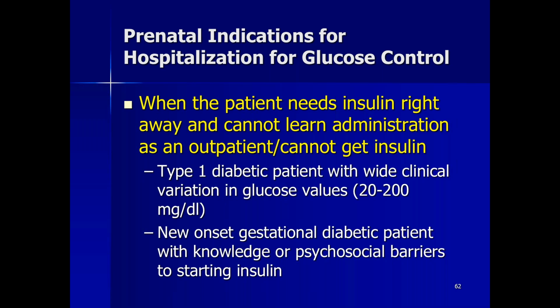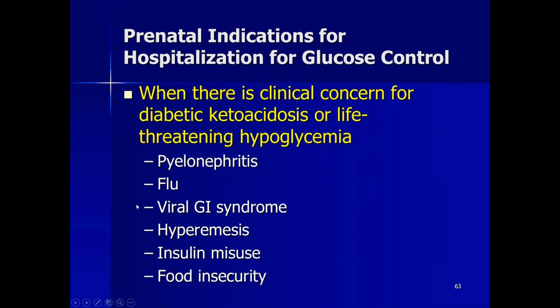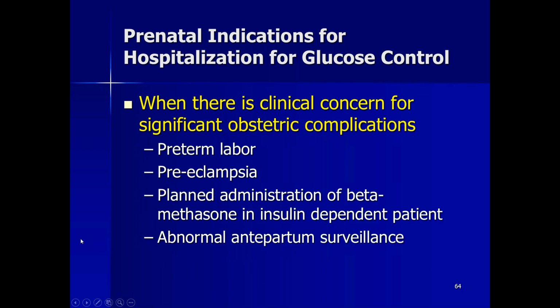And again, the new onset gestational diabetic with poor control, with knowledge or psychosocial barriers to starting insulin would be one of the indications I would have for starting insulin in a hospital setting. Again, these other situations: pyelonephritis, flu, GI syndromes, hyperemesis, unable to keep orals down, the rare psychosocial cases where you've got deliberate insulin misuse, or where there is consistent food insecurity, and I'm going to be able to overcome that using my social worker and a short period of hospitalization.